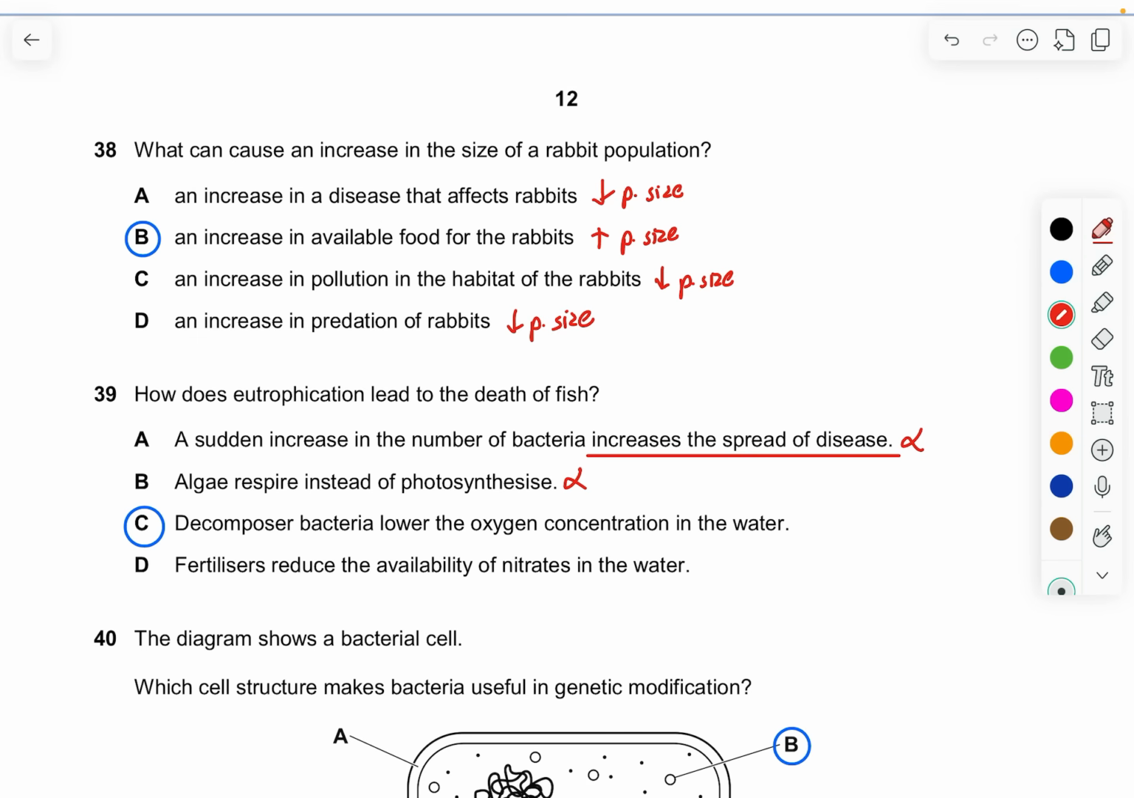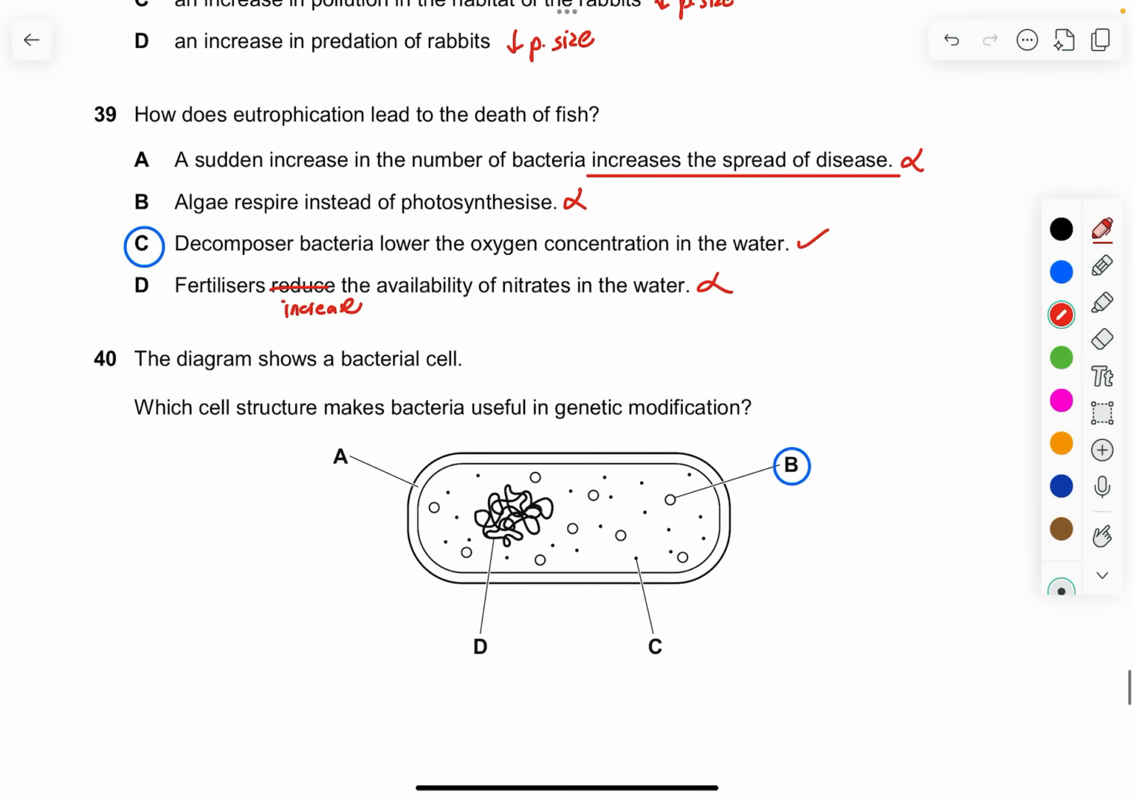Decomposer bacteria lower the oxygen concentration in the water. Yes, because decomposers will constantly undergo respiration. The more respiration they undergo, the more oxygen is taken away. Then the whole oxygen concentration in the water will drop. The fish will not be able to use the oxygen for themselves. They will die. And D. Fertilizers reduce the availability of nitrates in the water. This is wrong. This should be increased.